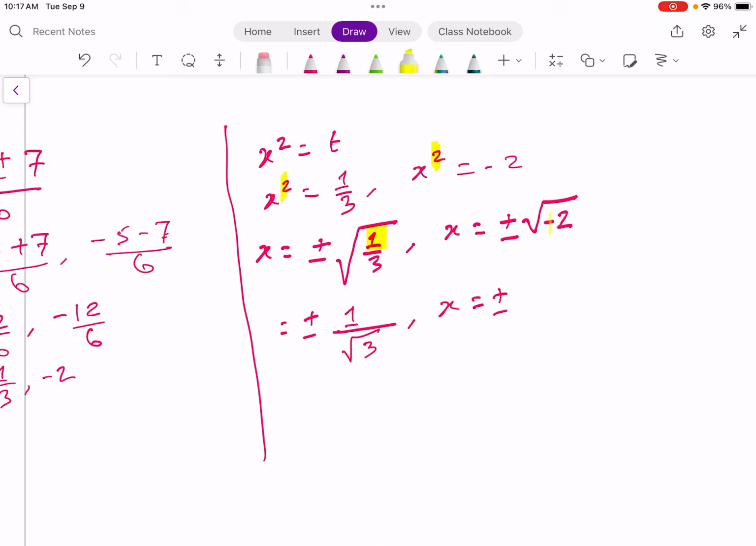Next we have x equals positive or negative square root of negative 2. Now we have a negative under the radical sign. How do we get rid of that? We replace negative 1 by i square, right? So we have i square for the negative, times 2. The square root of i square is i, times square root of 2.